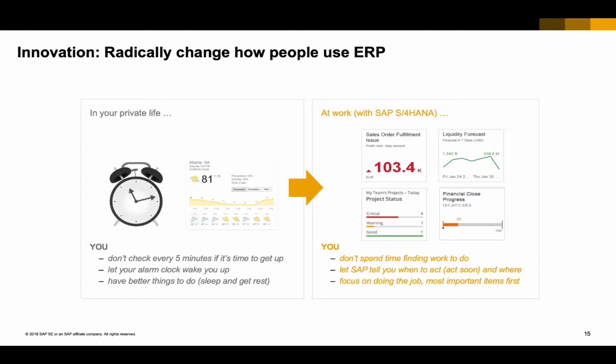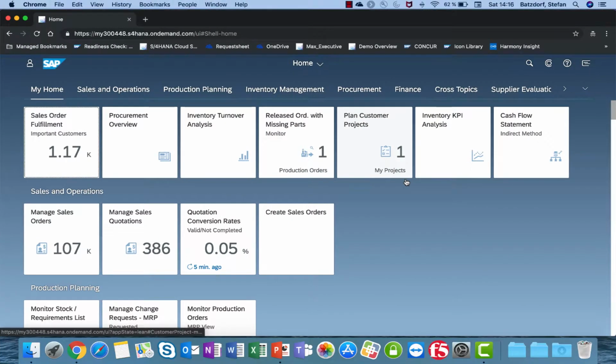In SAP S/4HANA, in the work also, SAP S/4HANA provides you KPIs like liquidity forecast, my project status, the financial close process, etc. And it indicates you with reds or greens, etc., whether you need to do some actions. So you don't spend time finding the things, the open items, the customers that have outstanding invoices, the production orders that are blocking, etc. So let SAP tell you when to act and where, and focus on doing the job and the most important items first. So let's have a look into the system.